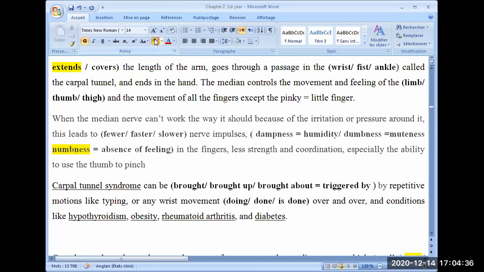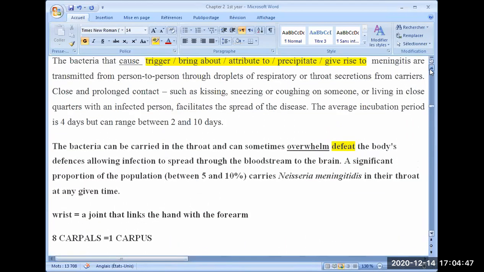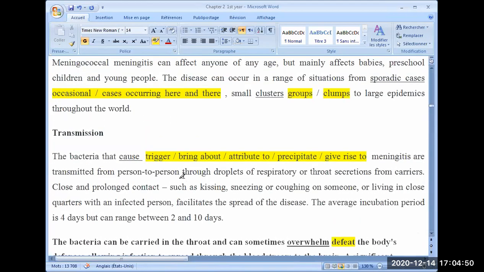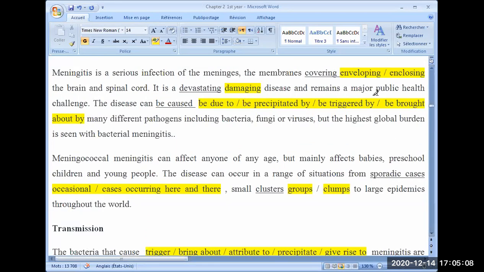Just to remind you of where we saw this. Here we saw the verb bring about: the bacteria that bring about meningitis, that cause meningitis, that trigger meningitis. So to bring about is to cause, and we saw it here: the disease can be caused by, can be brought about by, can be triggered by.